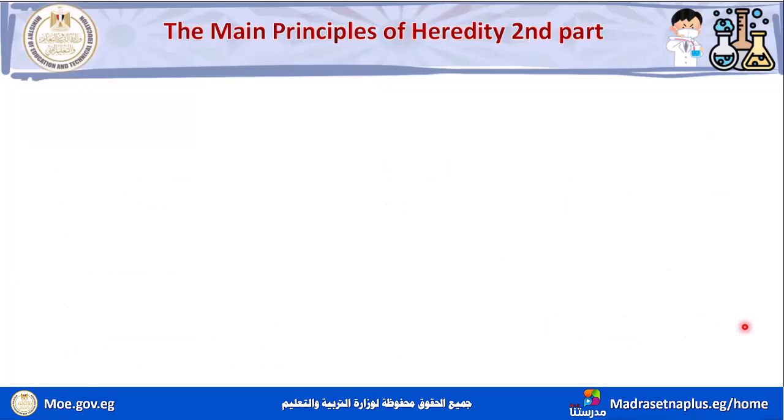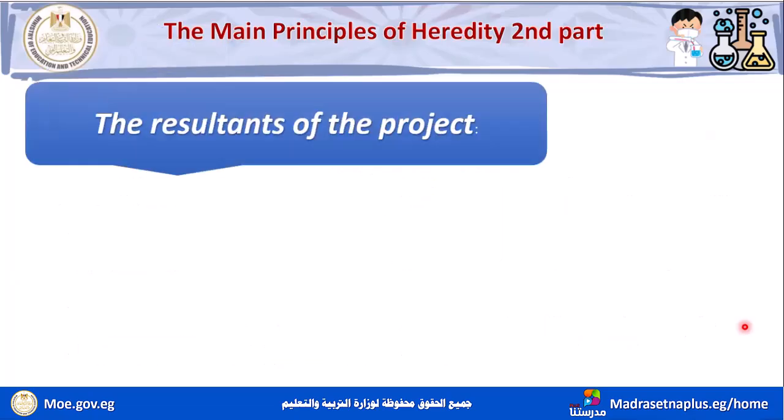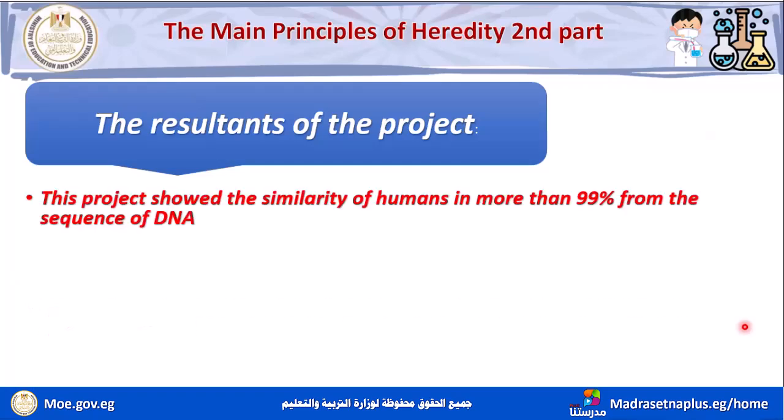The results of the project. This project showed the similarity of humans in more than 99% of the sequence of DNA.